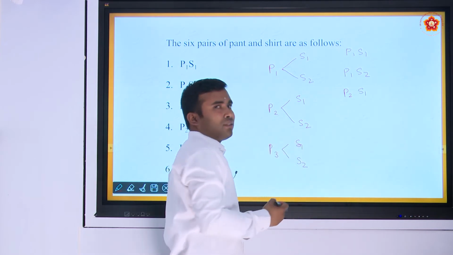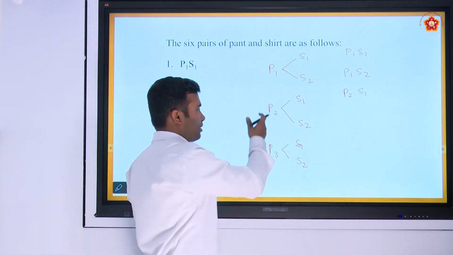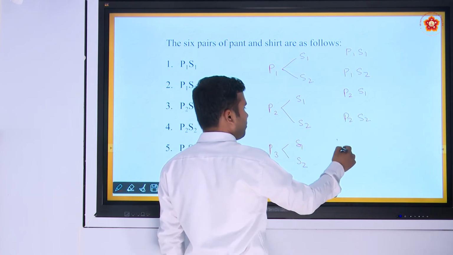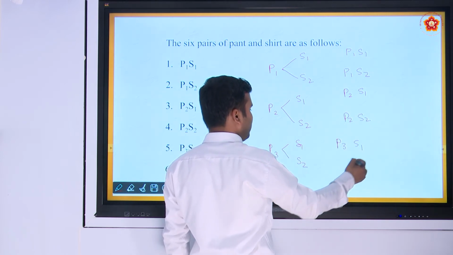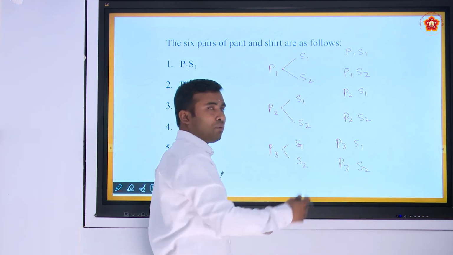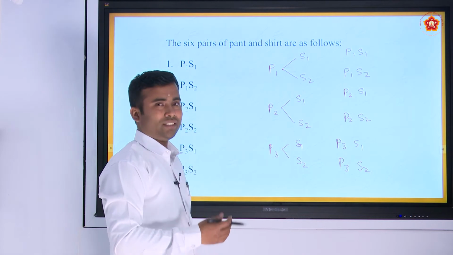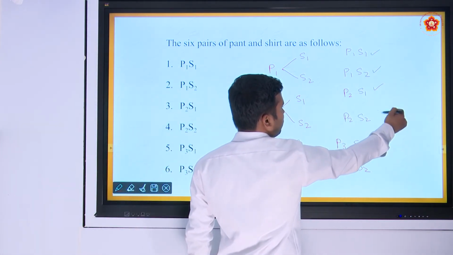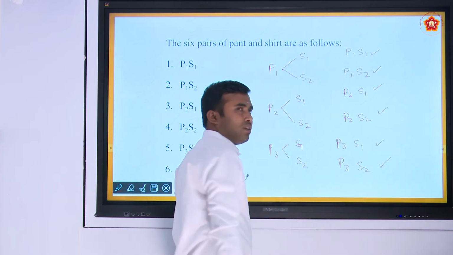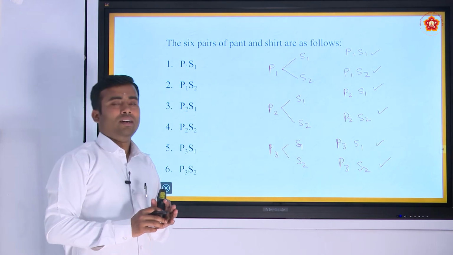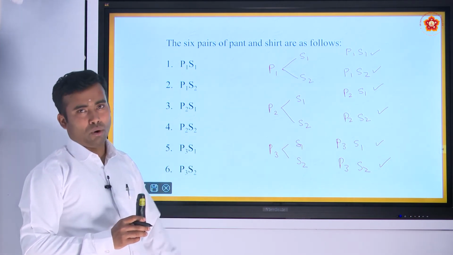You can dress up with pant 2 and shirt 1, or pant 2 and shirt 2, or pant 3 and shirt 1 and pant 3 and shirt 2. So how many possible pairs of pants and shirts are there? 1, 2, 3, 4, 5, 6. So that is 3 into 2, as I said in the fundamental principle of counting.